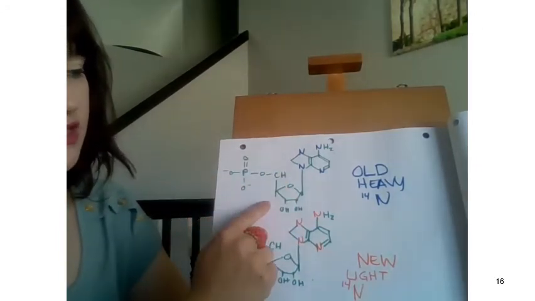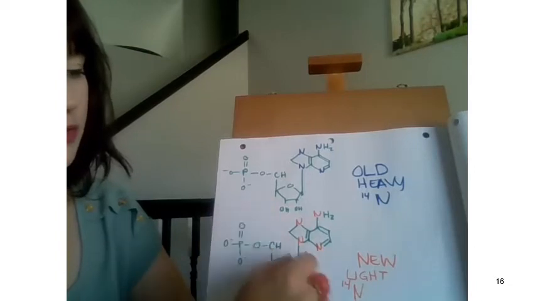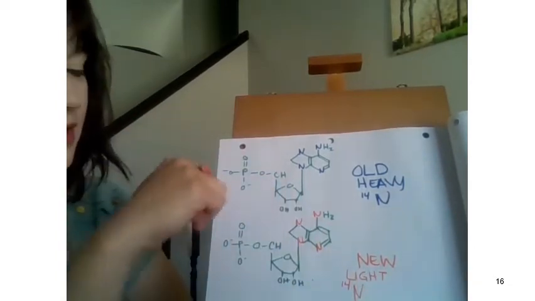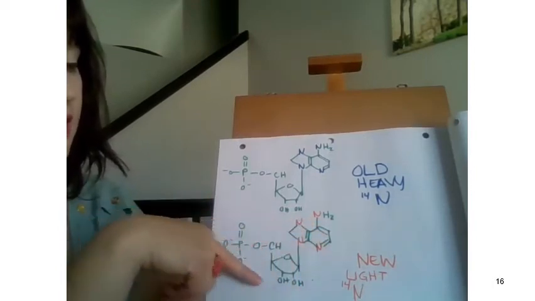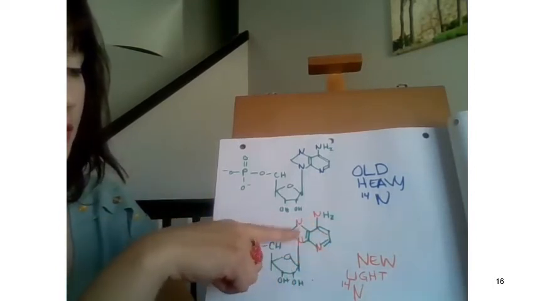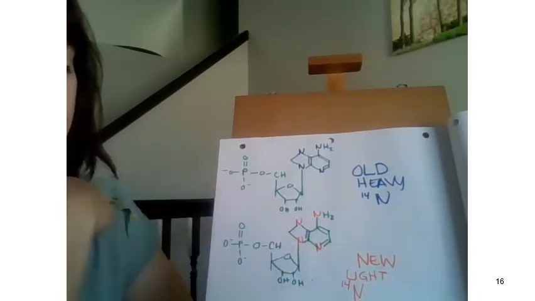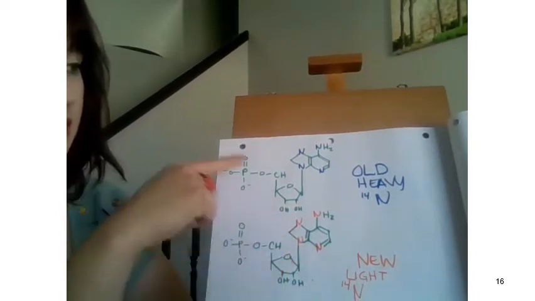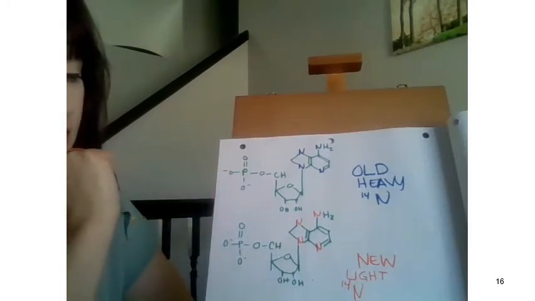And then what they did was they took those cells and they exposed them to a new medium that had our lighter isotope of nitrogen. And so as any new DNA is made, the new DNA will incorporate this lighter isotope of nitrogen. So now you have a way to identify new DNA and distinguish it from old DNA, right?